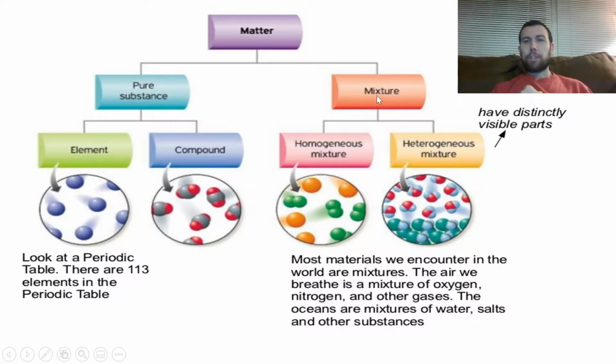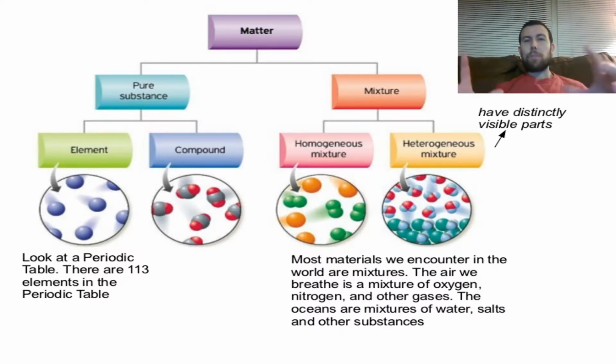And within our mixtures, we're going to ask ourselves a very simple question. Does it look uniform throughout? Does it look the same? When you look at it, do you see different parts, or does it just look the same? If the answer is yes, it looks the same, then you have yourself a homogeneous mixture. If you answered that question with no, it's not uniform throughout, you can visibly see different parts, then you're going to have yourself a heterogeneous mixture.